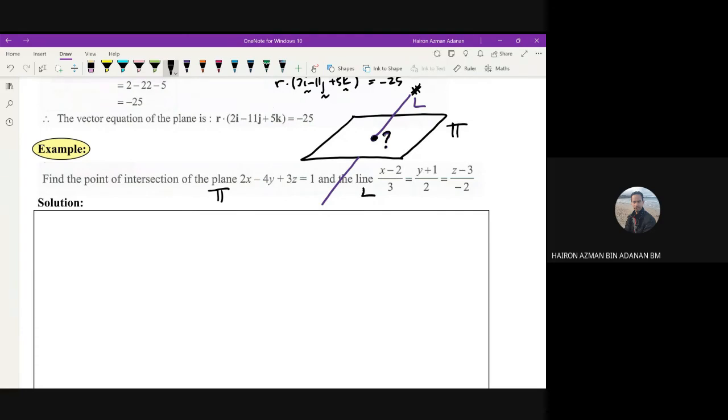Okay, so idea dia macam mana? Idea dia, equation of line ini, you write in parametric. You tulis dalam bentuk persamaan parametric dulu. So macam mana nak tulis bentuk parametric? Maksudnya x minus 2 over 3 tu equal to t. Lagi satu, y plus 1 over 2 equal to t. Lagi satu, z minus 3 over negative 2 equal to t.